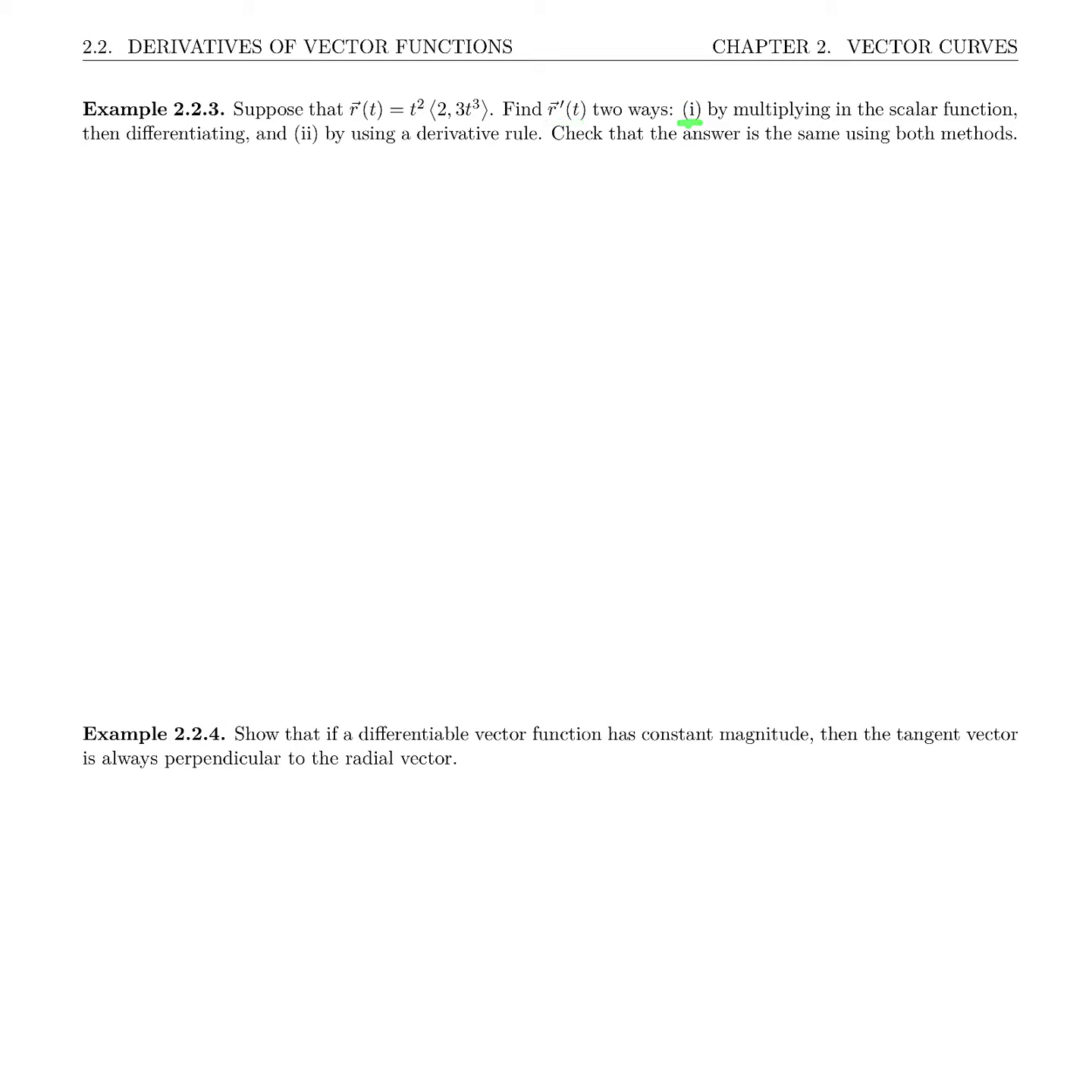First way by multiplying in the scalar function, then differentiating. And the second by using a derivative rule. And then we're asked to check that both methods give the same answer. So let's start, first of all, by multiplying in. So r of t, if we multiply in, is going to give us 2t squared and 3t to the fifth.